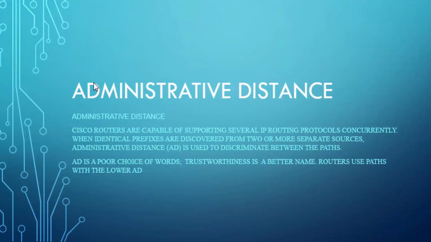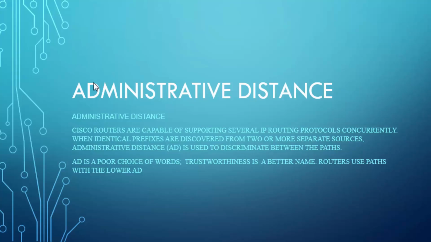Administrative distance. Cisco routers are capable of supporting several IP routing protocols concurrently. Yes, and it applies way more when we have redistribution, and we're gonna see that in a couple seconds. When identical prefixes are discovered from two or more separate sources, administrative distance (AD) is used to discriminate between the paths. Administrative distance, or AD, is a poor choice of words. Trustworthiness is a better name. Routers use the path with the lower AD.